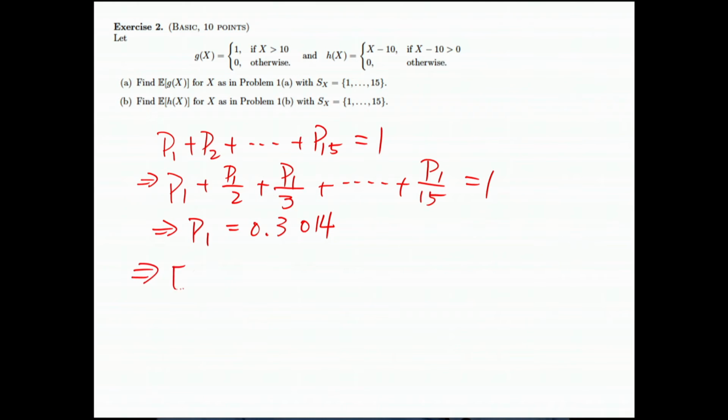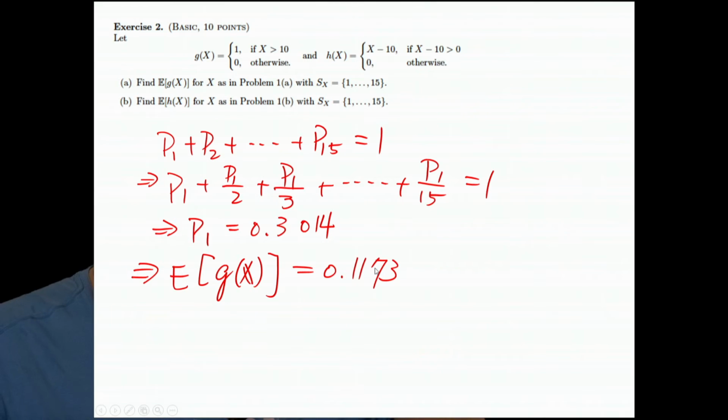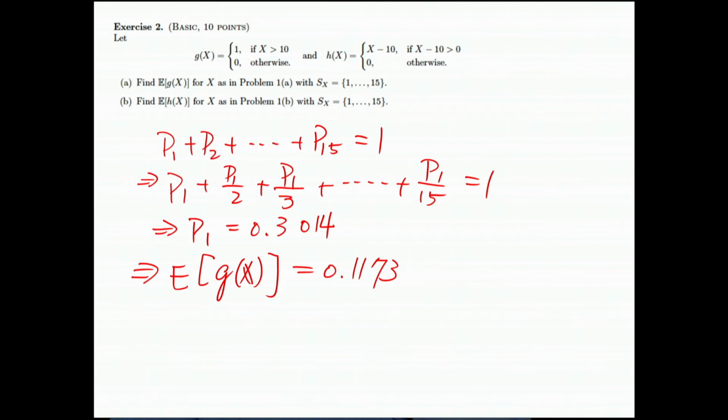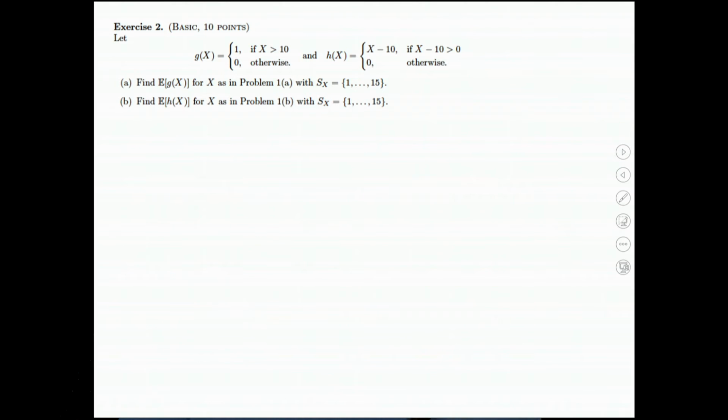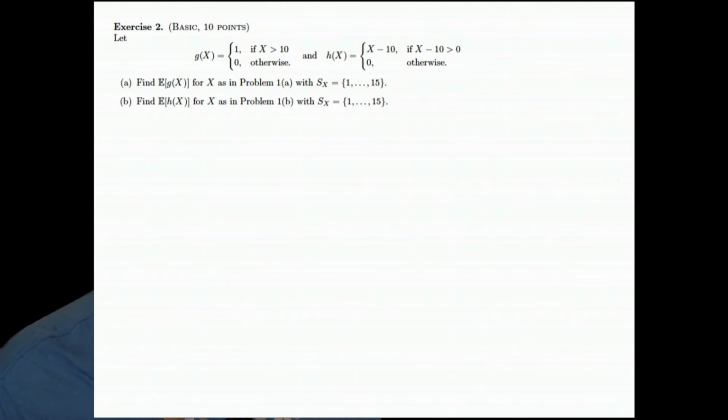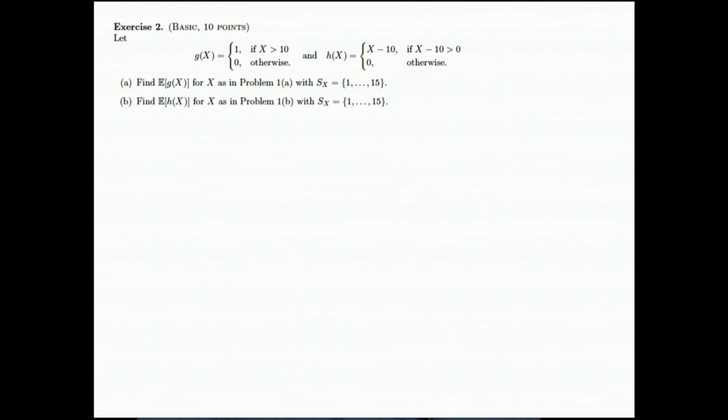So you can find the expectation of g(x) is 0.1173. Now we need to find the expectation of h(x). Now we still know that this relation means x should be greater than 10.